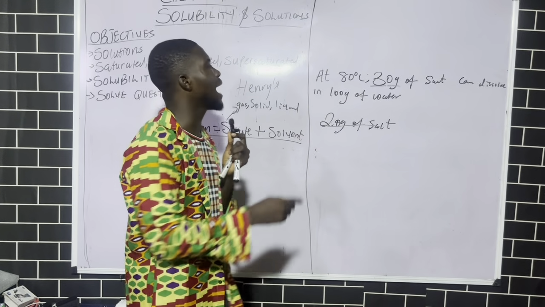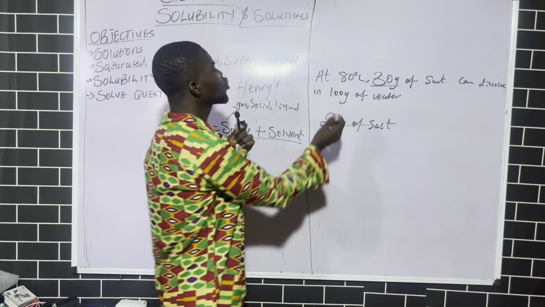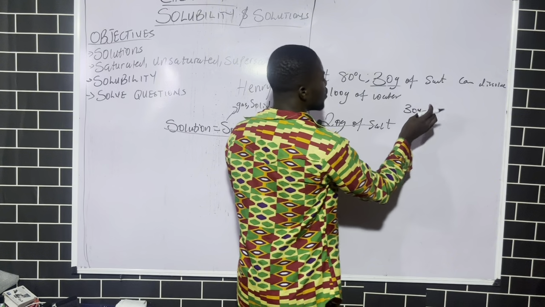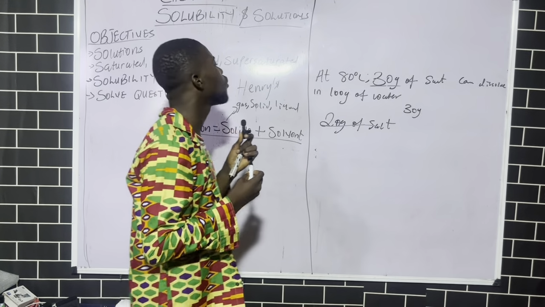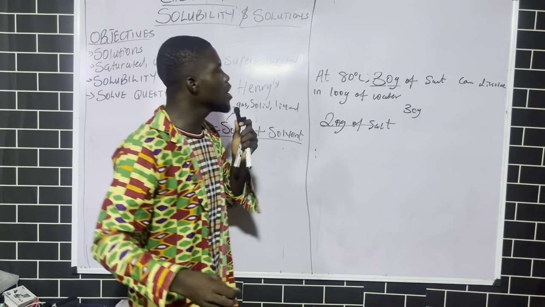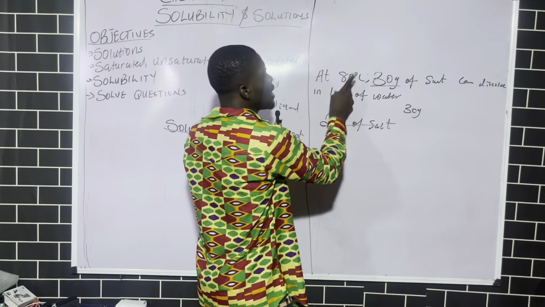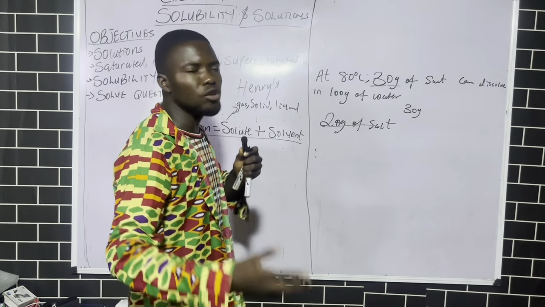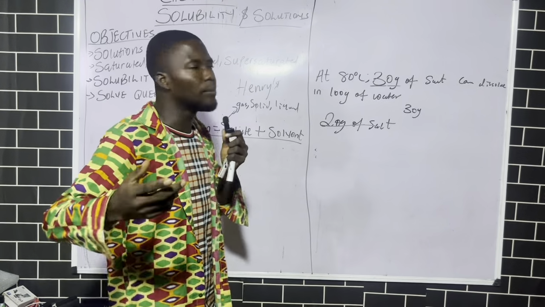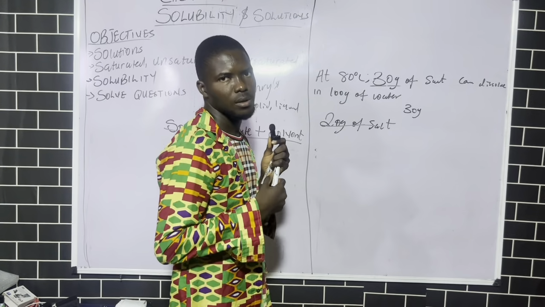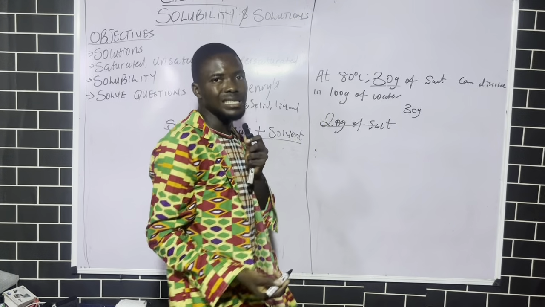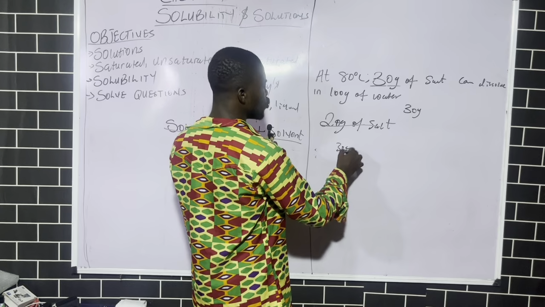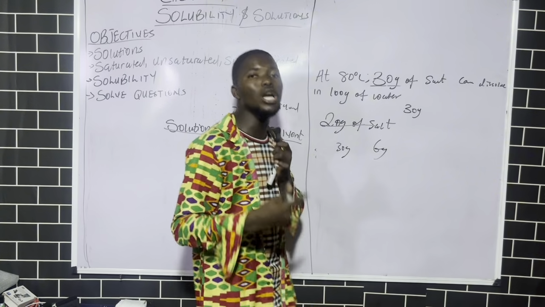But if at this 80 degrees Celsius, this 100 grams of water contains 30 grams of salt, it is now what we call saturated. So if 30 grams of salt can dissolve in 100 grams of water at 80 degrees Celsius, and you now add 36 grams at 80 degrees Celsius, what you will notice is that 30 grams will dissolve, then 6 grams will be left undissolved.